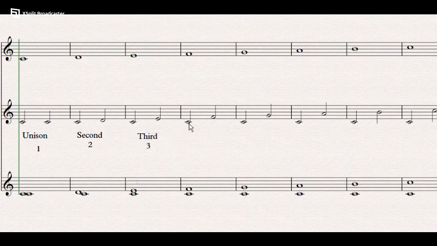All right, now we have C to F. C would be 1, D would be 2, E would be 3, F would be 4. This is a fourth. And we have C to G. C would be 1, D would be 2, E would be 3, F would be 4, G would be a fifth.